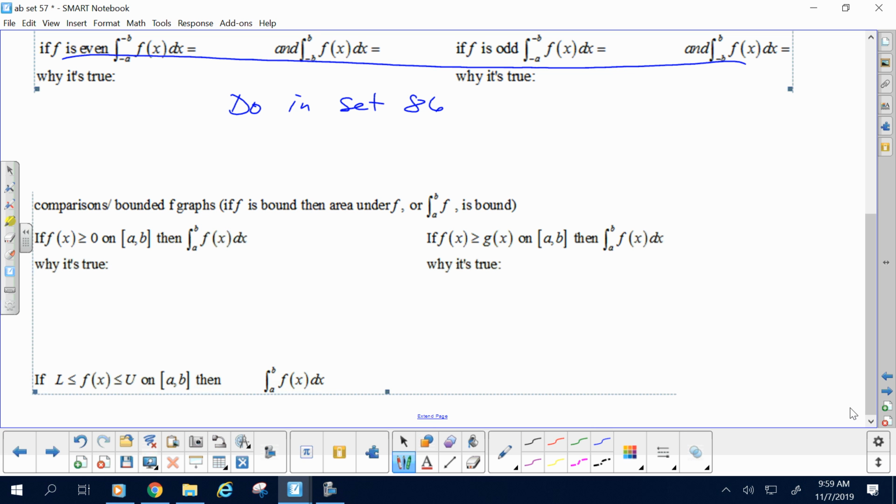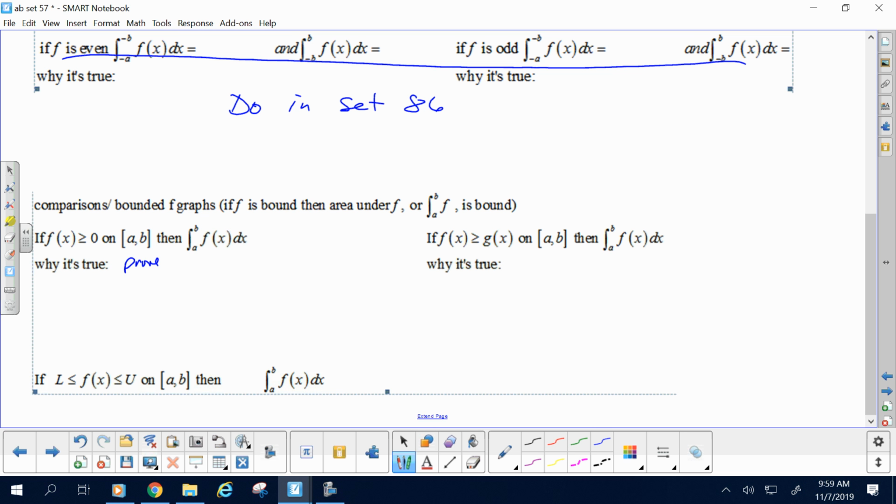Bounded graphs. All right? If they give you a boundary on F, then they also are giving you a boundary on the area under F. A little something like this. Say I told you f of x is positive on some region from a to b. What would you know about the integral from a to b? It's got to be positive also. Now let's prove that.